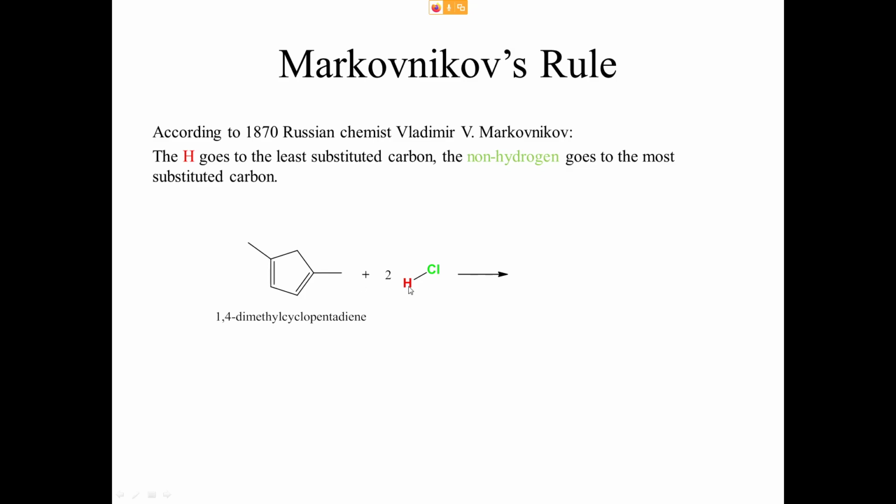Which of these two is going to get the hydrogen? The top one? The bottom one. The bottom one will get the hydrogen. Why? Because it has the most already, right? So we're comparing 0 to 1. 1 is greater than 0. So this one has the most hydrogens of these two, so it's going to get the H, which means the chlorine goes where?